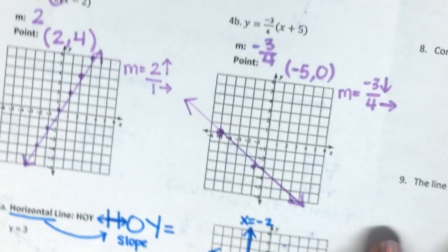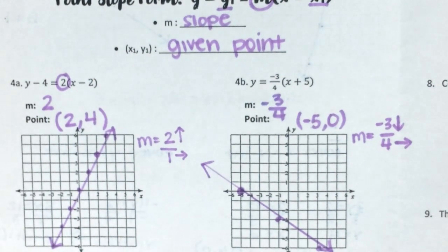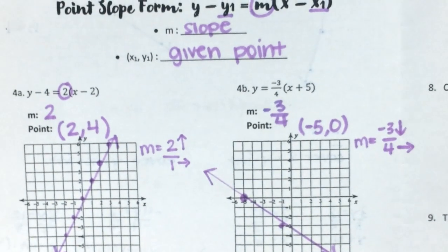Okay. That is how you read point slope form. But what if I wanted you to create point slope form? Okay. Slide on over. Can I change this? Please speak up if it's a no.